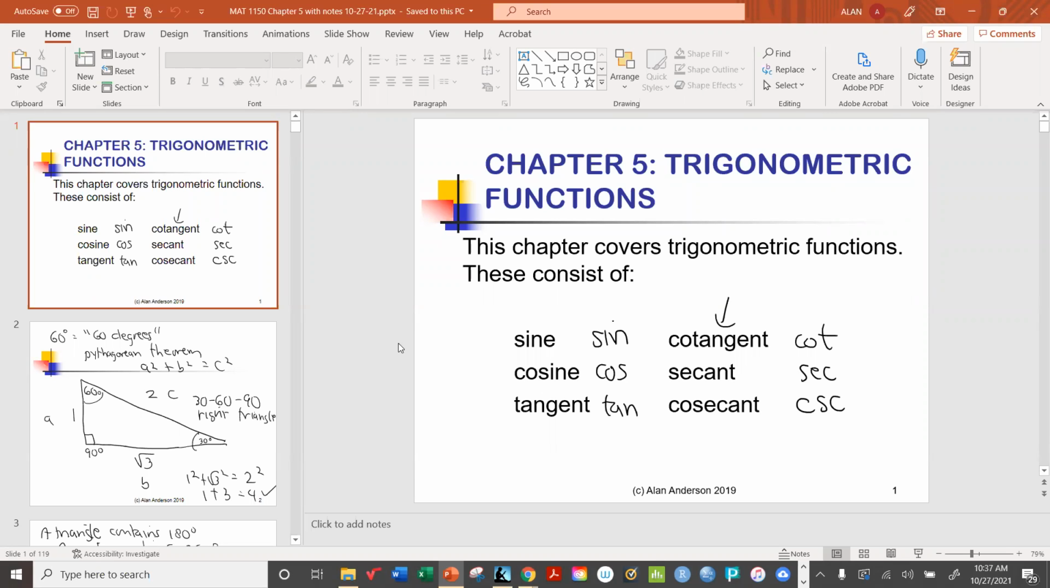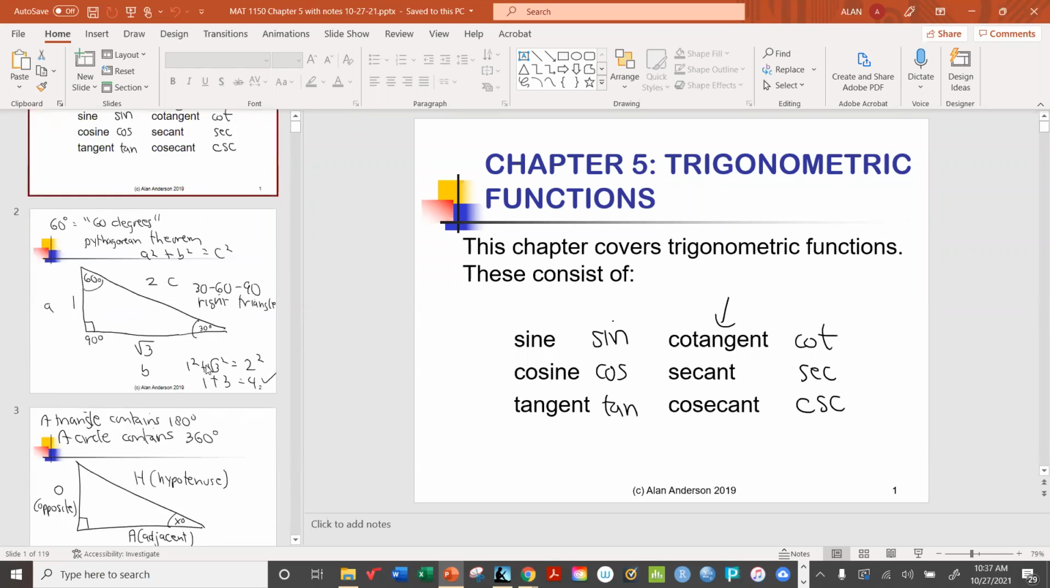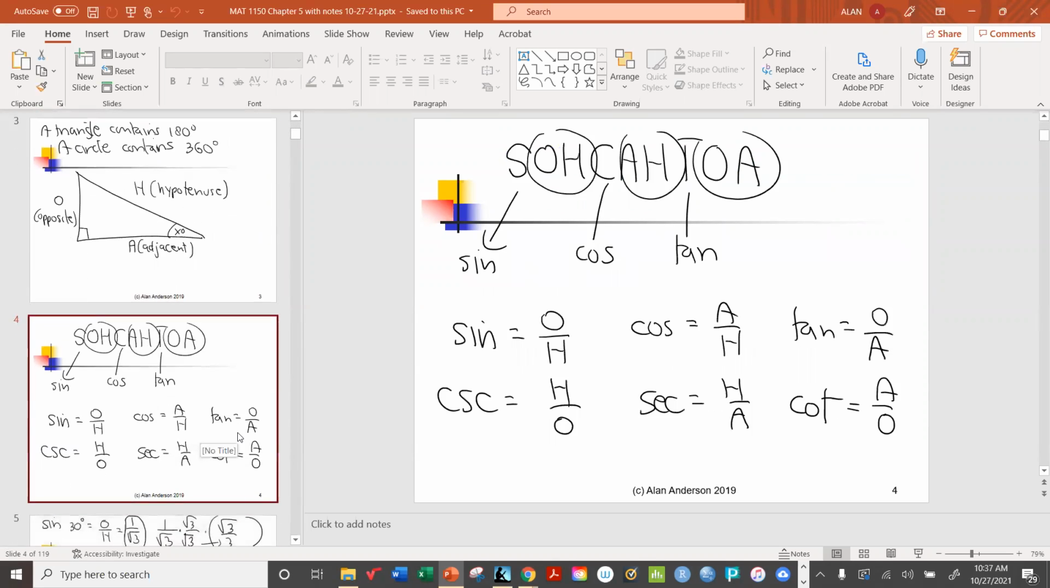The first 3 are the ones that you can remember with the mnemonic device that we all know and love, SOHCAHTOA, which I put in here somewhere. SOHCAHTOA helps remind us that the sine is opposite over hypotenuse. Cosine is adjacent over hypotenuse. Tangent is opposite over adjacent. The other 3 that we saw are derived directly from these first 3. In other words, cosecant is the inverse of sine, secant is the inverse of cosine, and cotangent, as the name suggests, is the inverse of the tangent.